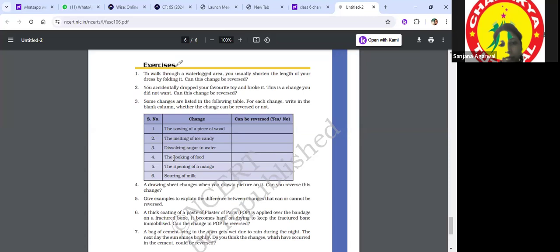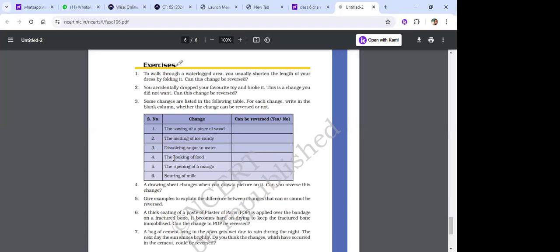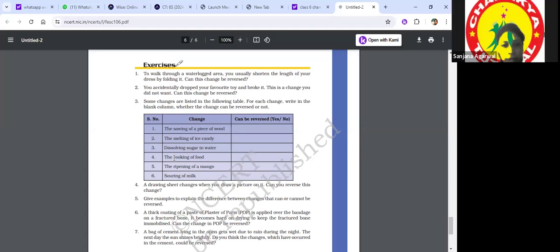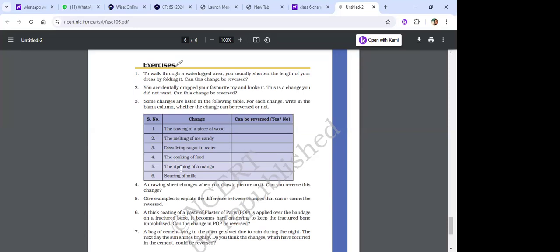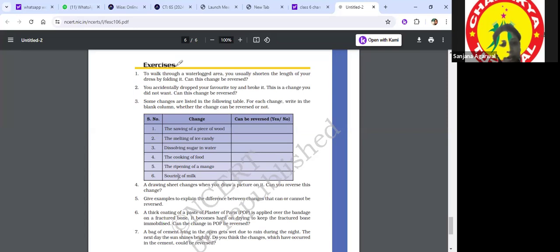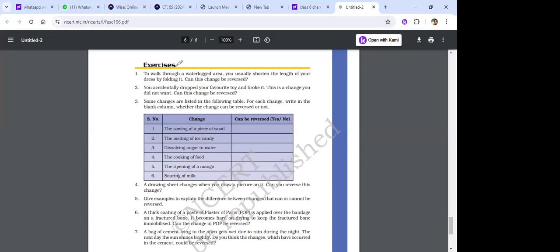Cooking of food? No, ma'am. Chemical change. Ripening of mango? No, ma'am. Irreversible. Souring of milk? No, ma'am.